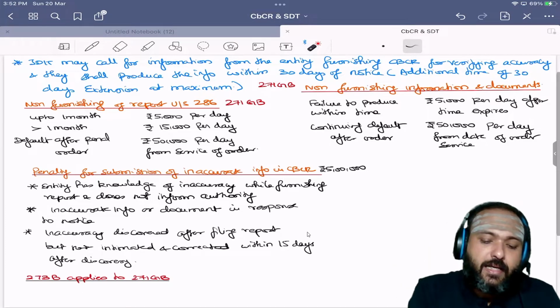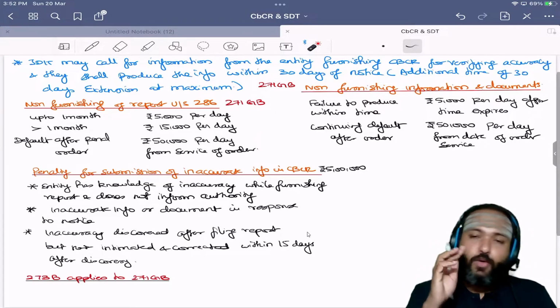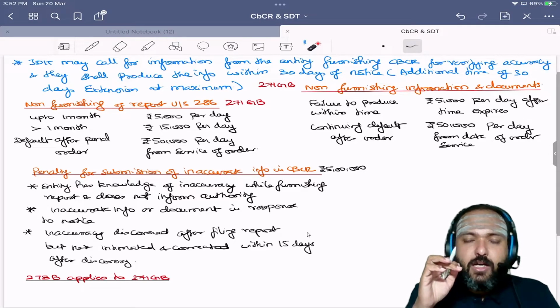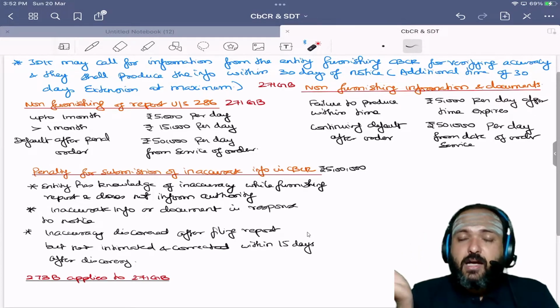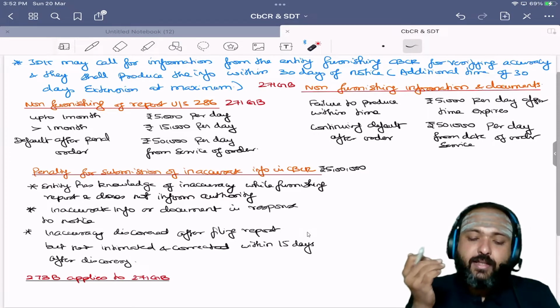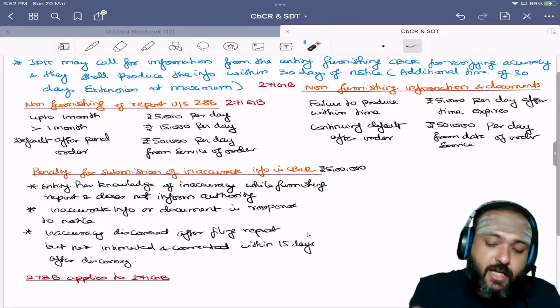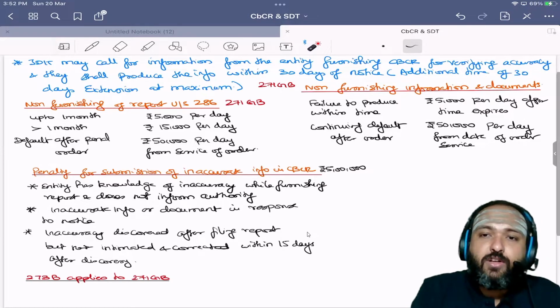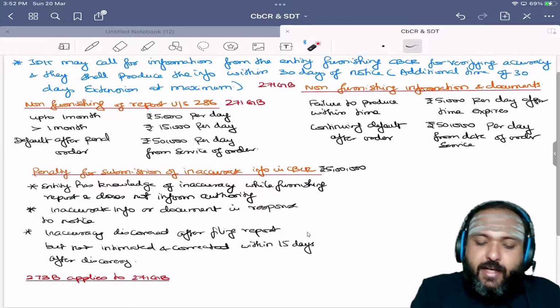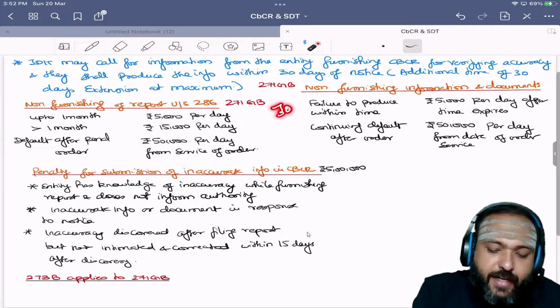So these are the penalty clauses where I don't furnish the report. Now, I am the parent entity. I have filed CBCR to the income tax department. Against CBCR, the income tax department is calling out for information and documentation. I don't furnish this within the time period given by them. They tell me, give me the information within 30 days.